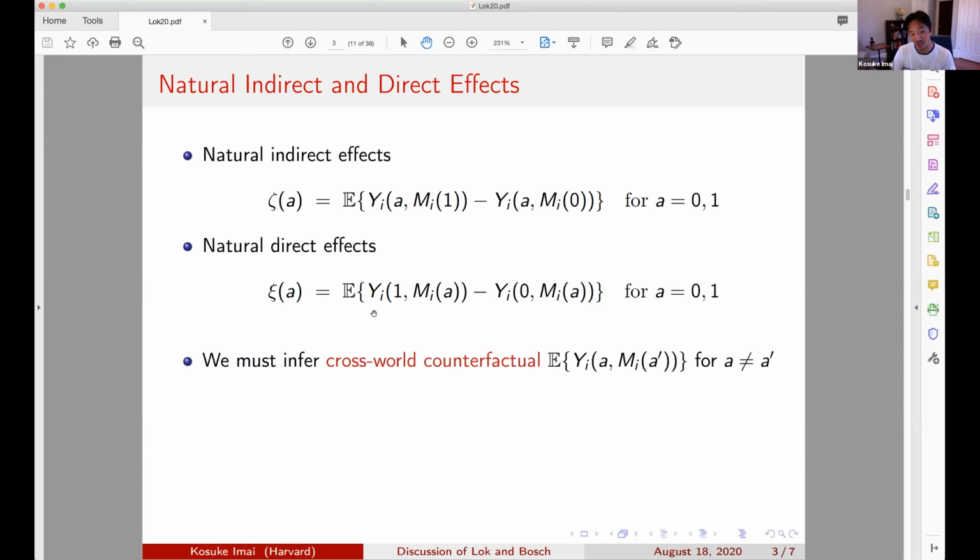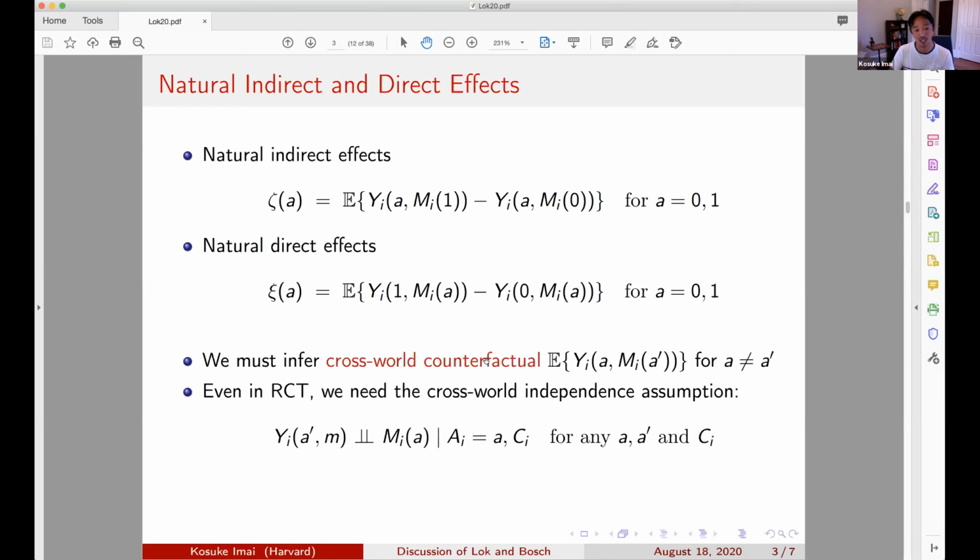The problem is that we must infer cross-world counterfactuals. So fixing the treatment A while thinking about the value of the mediator that would be realized under different treatment conditions. So this is a counterfactual that's not observable when A and A prime are different, right? So it's not even a potential outcome, it's like an unobservable outcome.